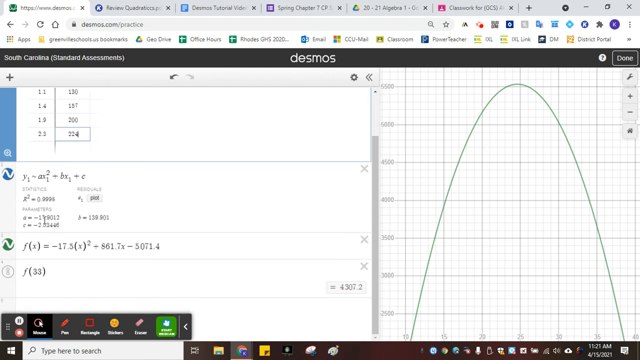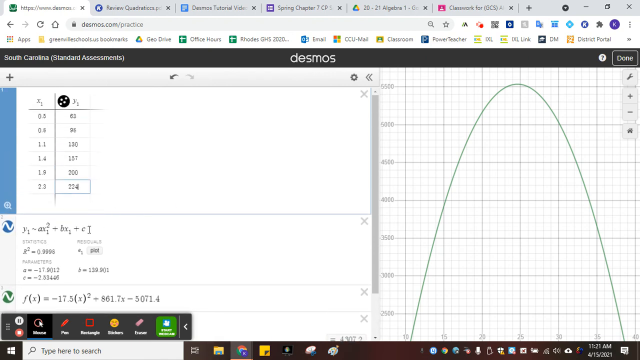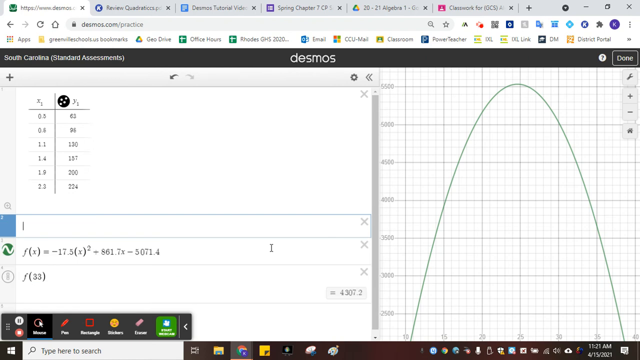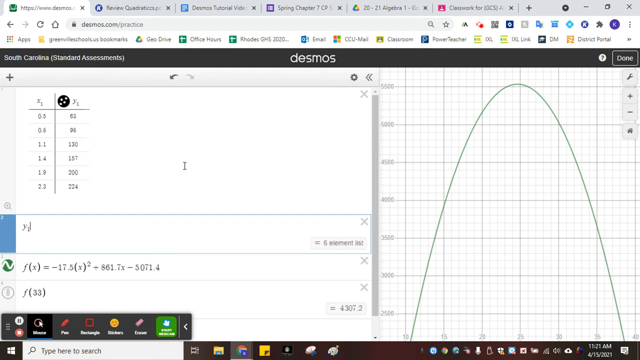Okay, I already have this equation typed in once, so I don't have to type it in again. But just to show you again, how do you type it in? Y1, subscript 1, you just put a 1 in after it. You don't have to hit the down button or anything. The 1 will automatically go down.